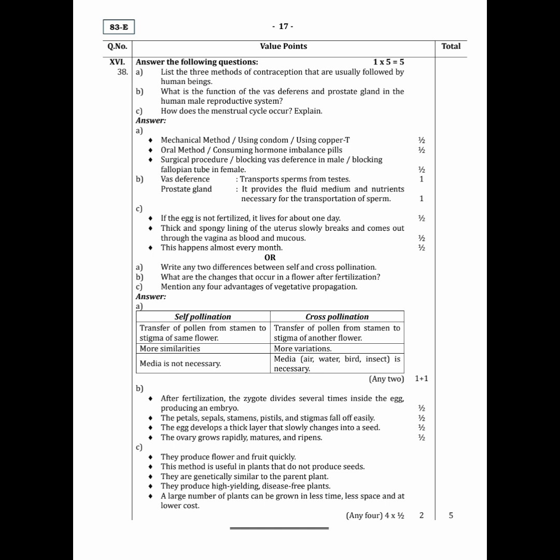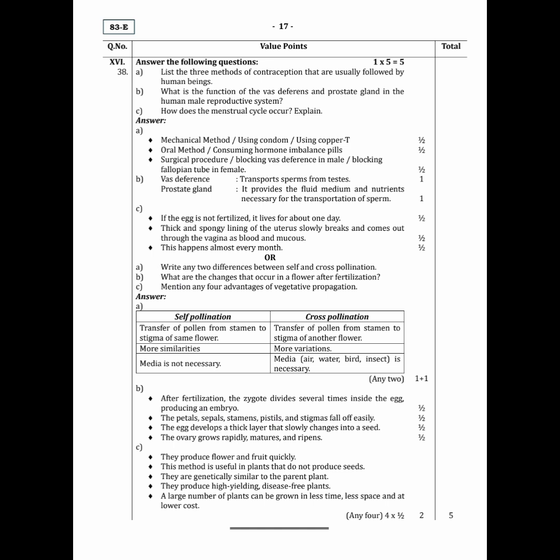Or alternative question. Write any 2 differences between self and cross pollination. Answer. The difference between self and cross pollination is, self pollination is transfer of pollen from stamen to stigma of same flower. In cross pollination, transfer of pollen from stamen to stigma of another flower. More similarities in self pollination, more variations in cross pollination. Medium is not necessary in self pollination. Medium such as air, water, bird, insect is necessary in cross pollination.